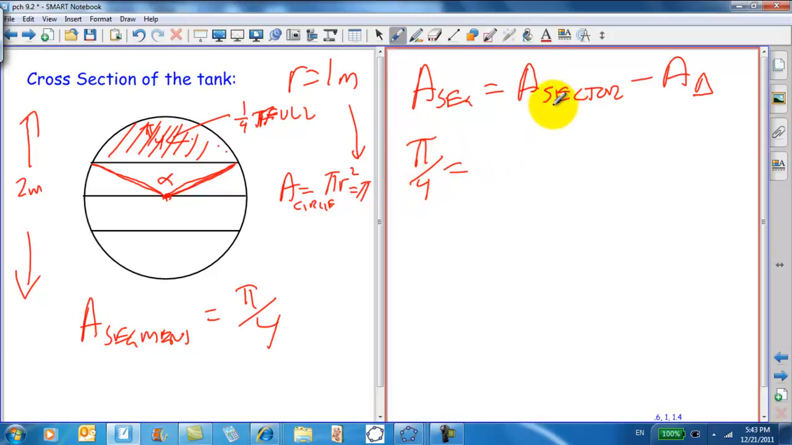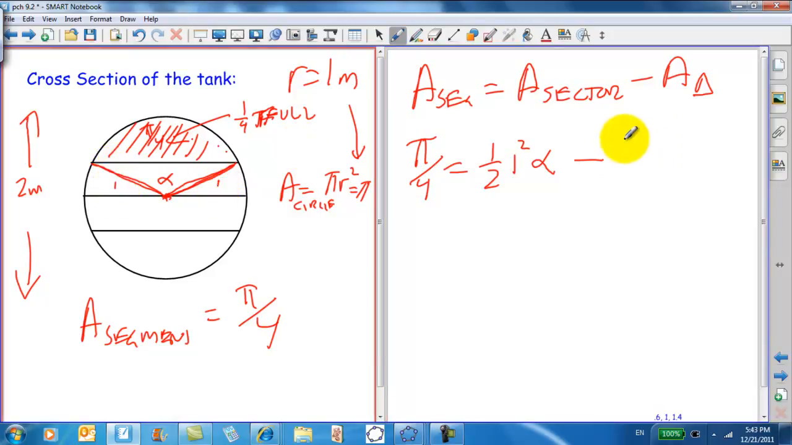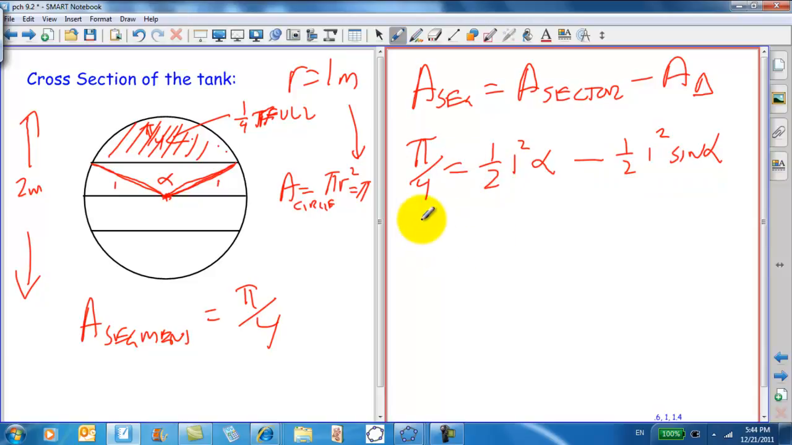The area of the sector is going to be 1/2 the radius squared, which is 1 squared, times alpha, which is in radians. The area of the triangle, this triangle in here, both these radii are 1, it's going to be 1/2 1 squared times the sine of alpha. So let's multiply through by 2, so we get pi over 2 equals alpha minus the sine of alpha.